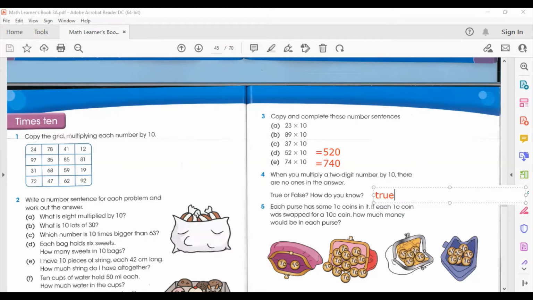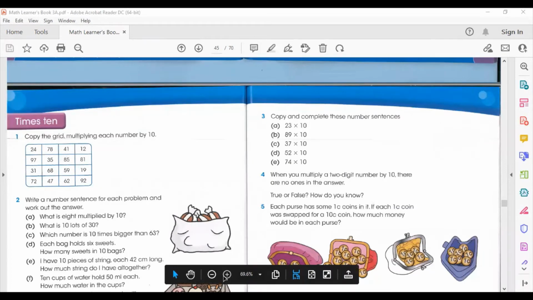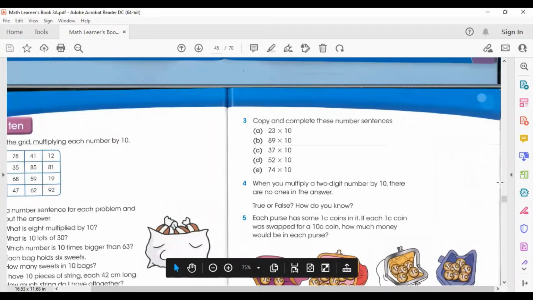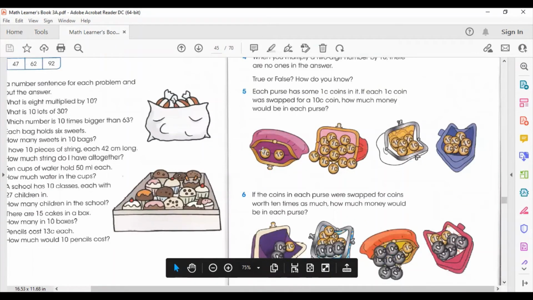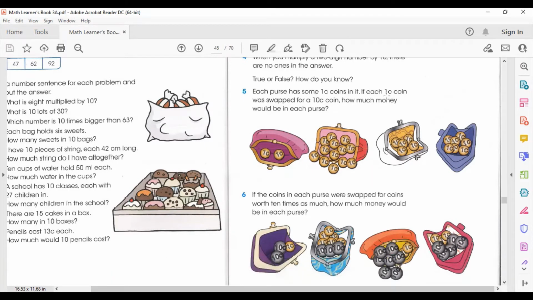Okay, question number 5. Each purse has some 1-cent coins in it. If each 1-cent coin was swapped for a 10-cent coin, how much money would be in each purse? So just assume there are 10 coins. 10's, one changes into 10. So 10 plus 10, 20 cents.